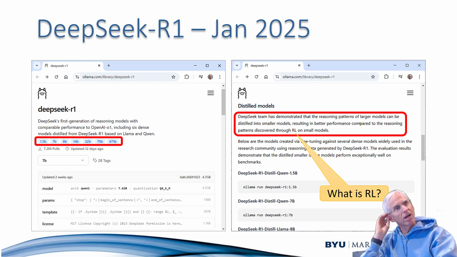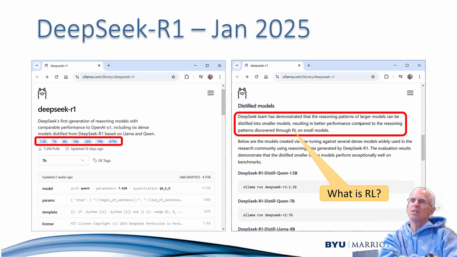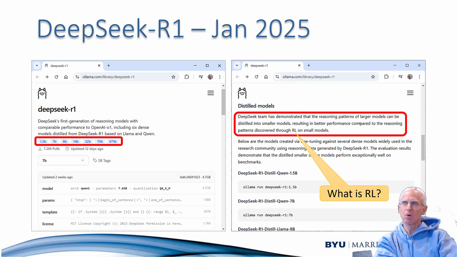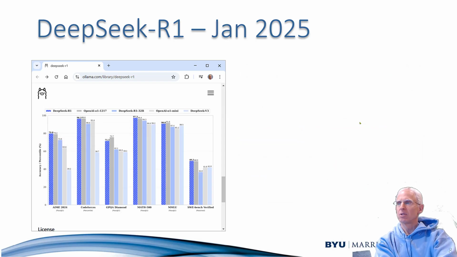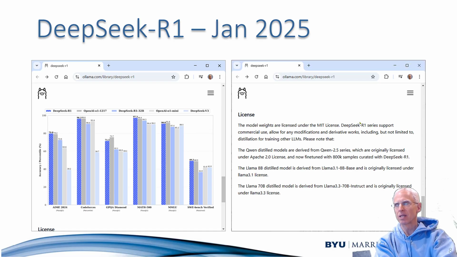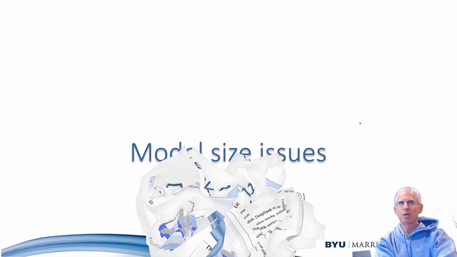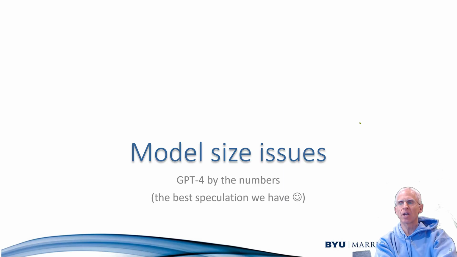So what is RL? It's this idea of reinforcement learning. Using these large models to train smaller models, we have a teacher model and a student model. That's the idea of distillation here. Distillation is so absolutely crucial for us to get reasonably sized models at relatively low cost that have great capabilities. Here's a little bit more information about DeepSeek and its performance. It was doing pretty well back in the day. Anyway, enough about DeepSeek.